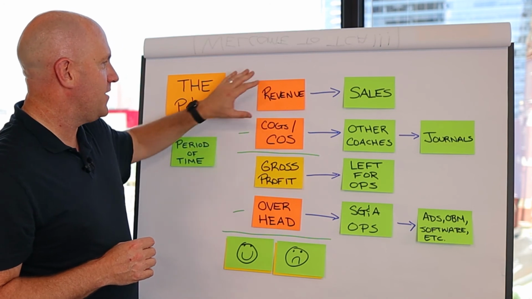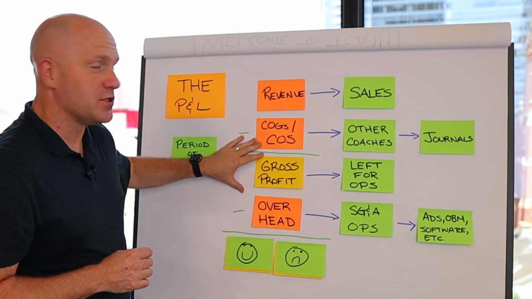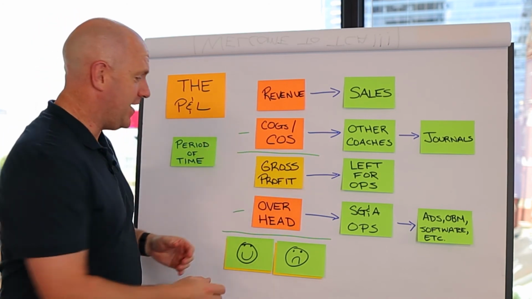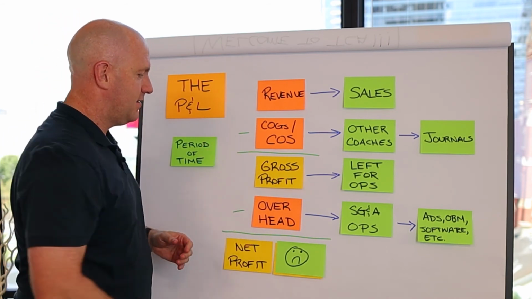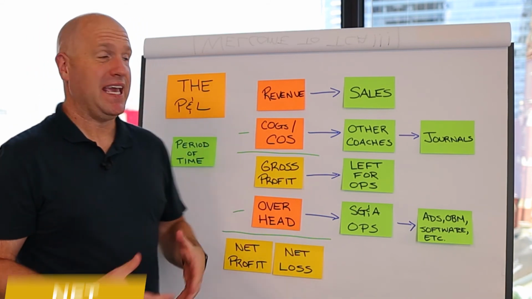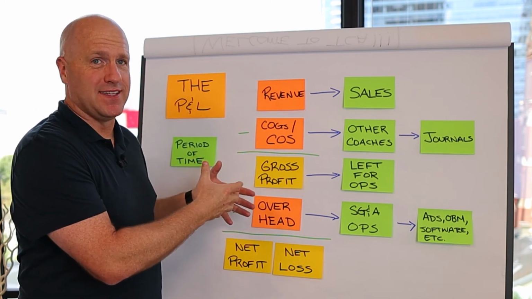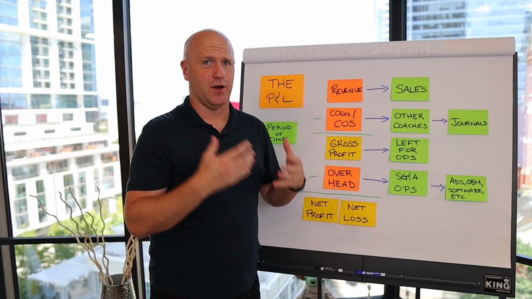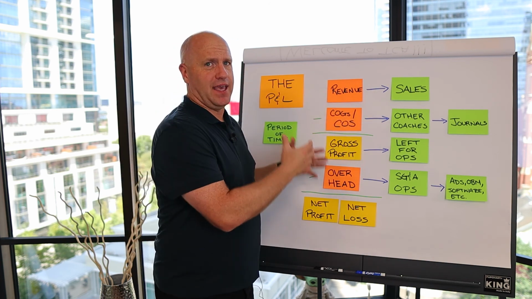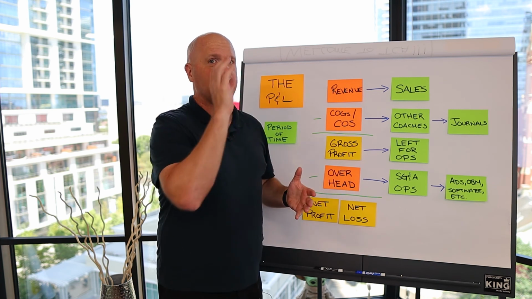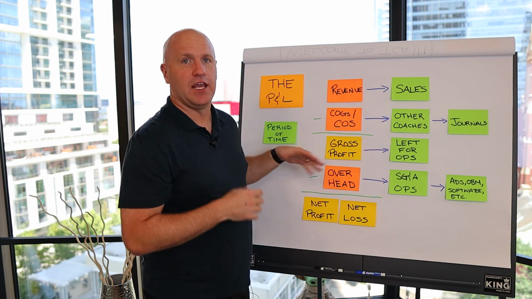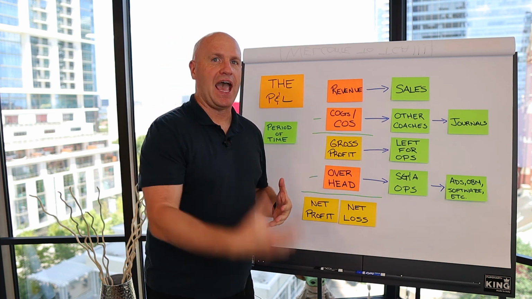So when we take revenue, we subtract out our cost of goods, we're left with gross profit. We subtract our overhead, boom, we're done. We're left with either a net profit or a net loss. And that's really it. That is the profit and loss statement in a nutshell. And as a coach or a course creator or a consultant, this is really all you need to know about the income statement or the profit and loss statement. Let your accountant, your bookkeeper, your CFO worry about the other complexities. This is really all you need to be focused on as the CEO.